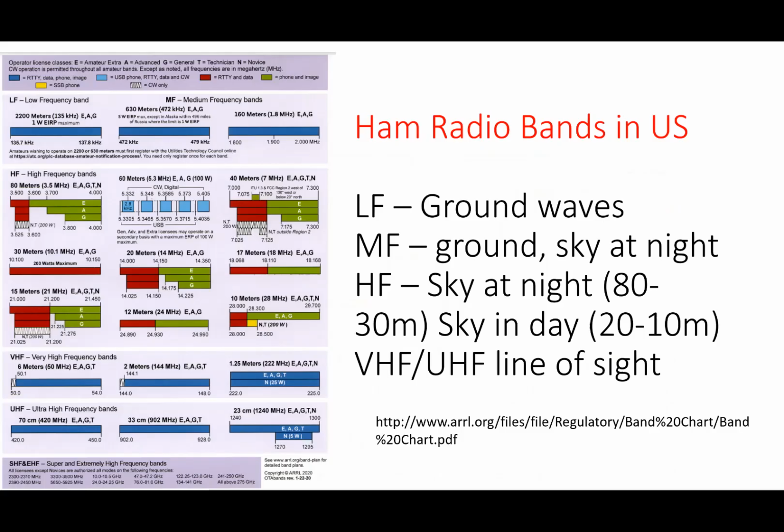Let's turn those frequencies into things that are practical for ham radio. This is a chart that you can download from the American Radio Relay League, and it shows the various bands available to radio hams. There are actually bands down at wavelengths of 2 kilometers or 100 kilohertz or so. The most popular low frequency band, though, is 160 meters or 1.8 megahertz.